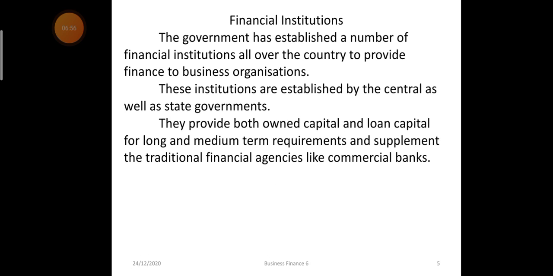Many financial institutions in India have grown stronger, and they even started their own banks, or they got a license to start banks. Like ICICI Bank started by ICICI, IDBI Bank started by IDBI.